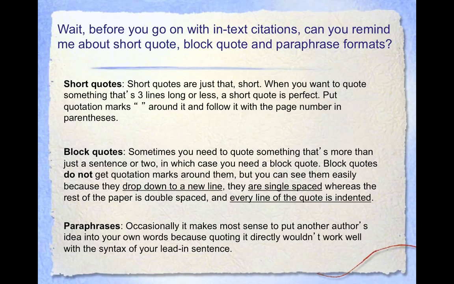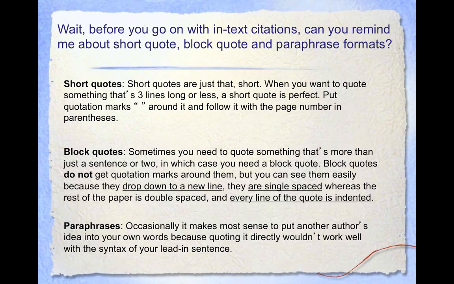So short quotes are about 3 lines long or so. You put quotation marks around it, and you follow it with the page number in parentheses. Block quotes are going to be a little bit longer, 4 to maybe 8 lines. Please do not have block quotes that are entire pages that you yanked out of somewhere else. For block quotes, you still need to pick out the actual most useful part. So the block quote needs to be one idea taken from some other author, about 4 to 8 lines long.